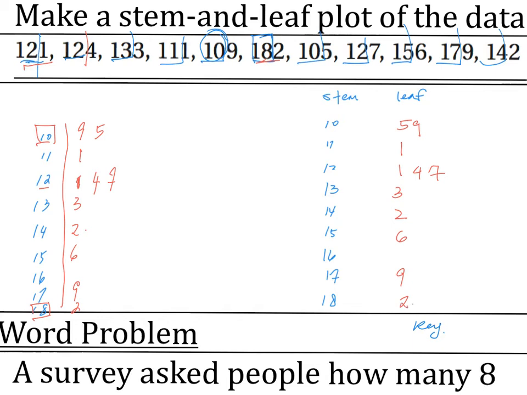And then I drew a key. I just used the first one, 10, 5 equals 105. It just tells us how to read the stem and leaf plot. And here we have the answer.